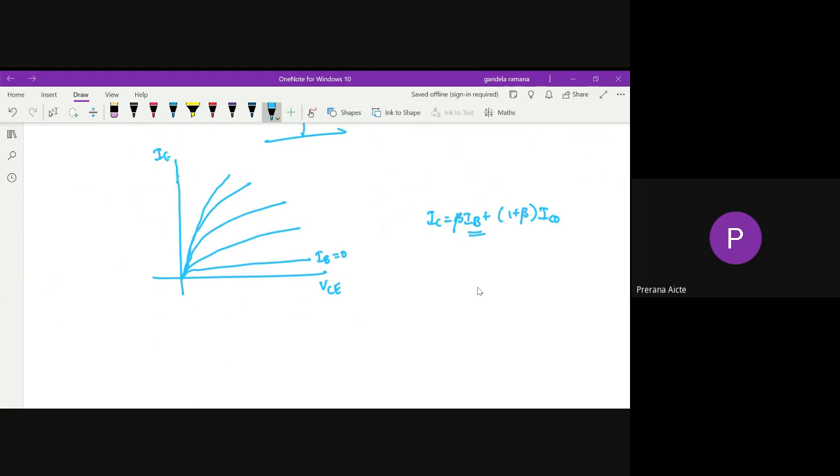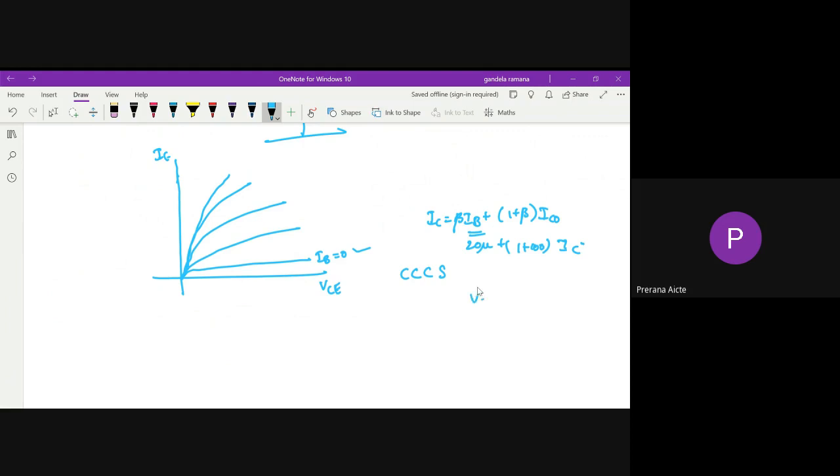Here the parameter is IB. BJT is a current controlled device, so it is a current controlled current source device. So IB is equal to 0. When we write the VCE loop equation, the IC naught current comes. So IC is equal to beta IB plus 1 plus beta IC naught. Suppose IB is 20 microamperes, plus 1 plus beta times, that is 1 plus 100 into IC naught.